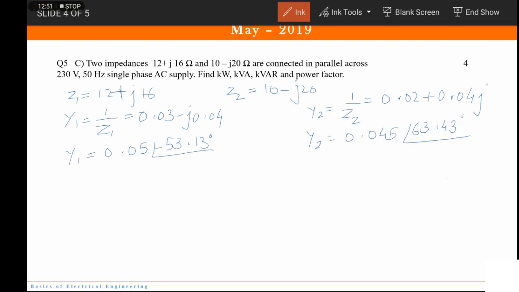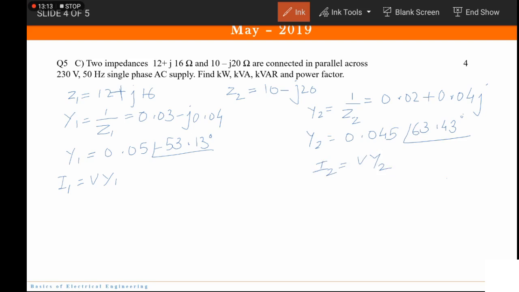Okay, fine. So how do I calculate current now? Had it been impedance, I would have written V1 upon Z1. Now since it is admittance, I have to multiply it. So I1 becomes V into Y1. Similarly, I2 becomes V into Y2.